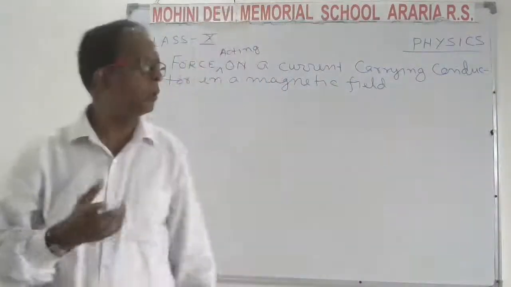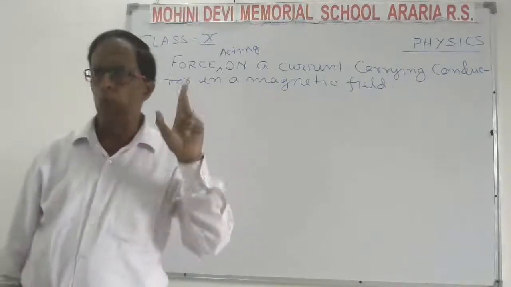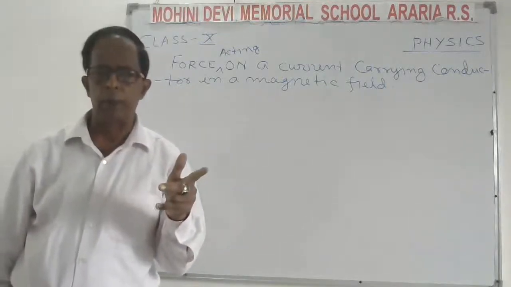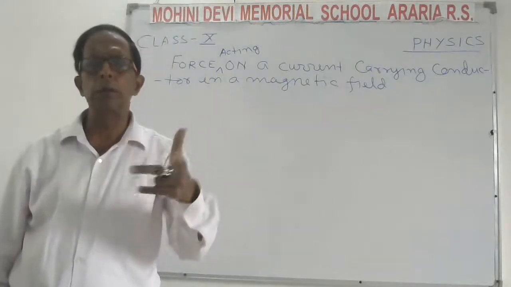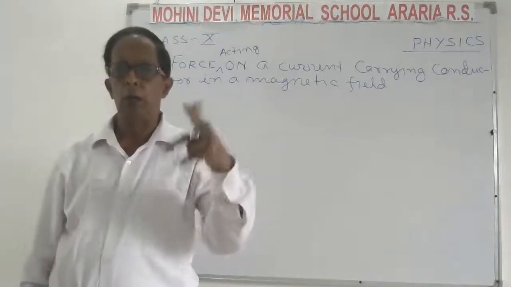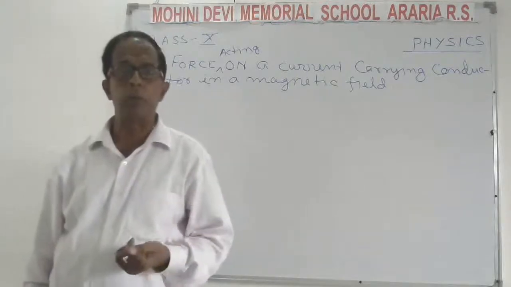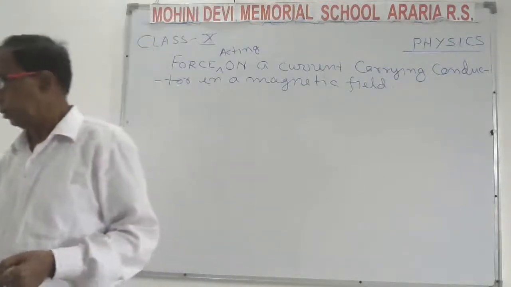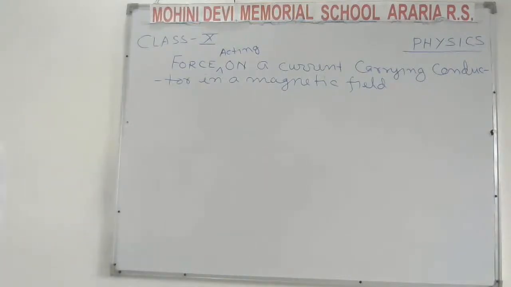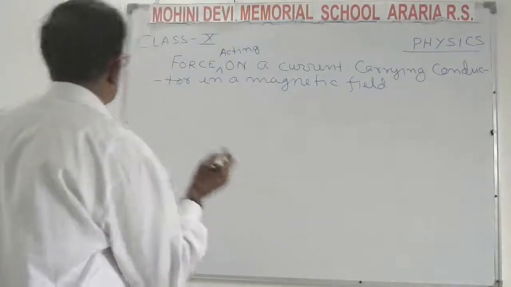Yes, my students, I think that it is clear what is the direction of the force exerted by the magnetic field on a current carrying conductor, and this is found with the help of the Fleming left hand rule. Okay, now what is the strength of the magnetic force due to a magnetic field on a current carrying conductor? The factors on which the magnetic force depends.